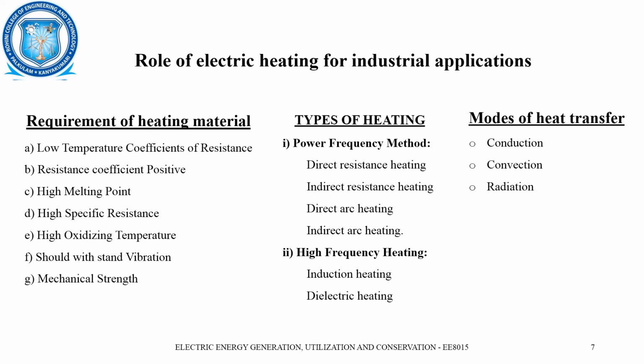In the power frequency method, there is direct resistance heating, indirect resistance heating, direct arc heating, and indirect arc heating. While it is direct or indirect resistance, we'll be using the filament type. In the case of arc, we'll use a carbon arc, where the discharge of electricity takes place. And the next one is high frequency heating, which involves induction heating and dielectric heating.